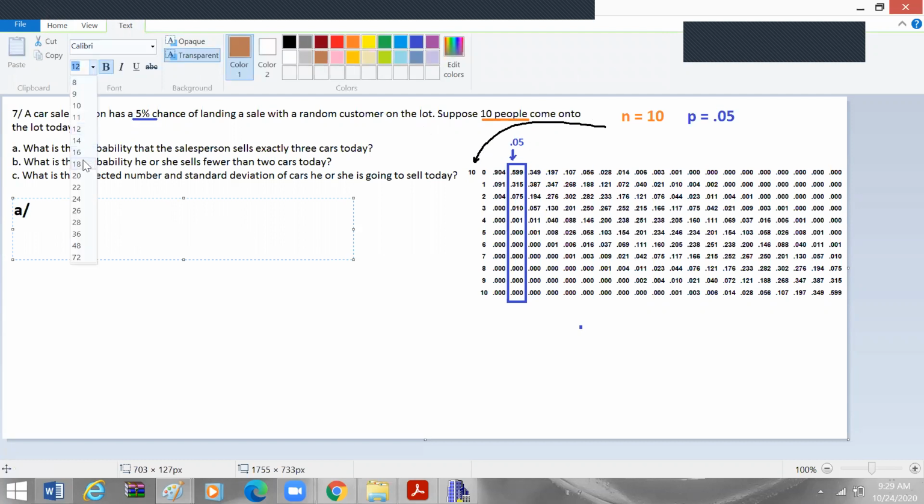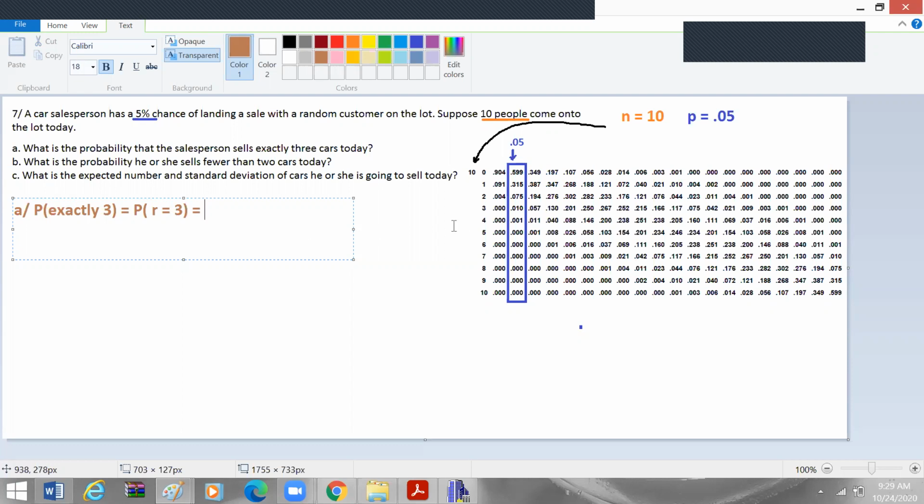Sell exactly 3 cars today. Exactly 3. What does that mean? So that would be 3, correct? It's going to be r equal to 3. Do we agree? Yes.